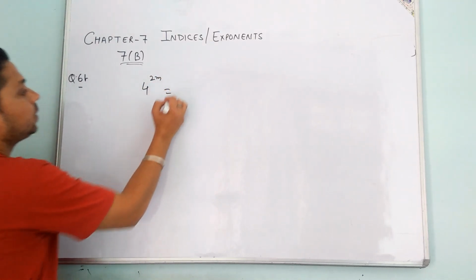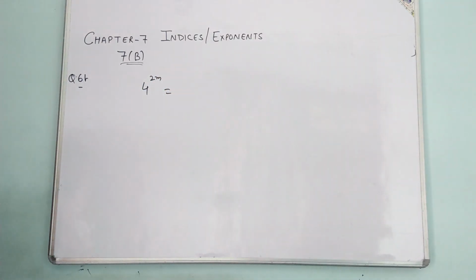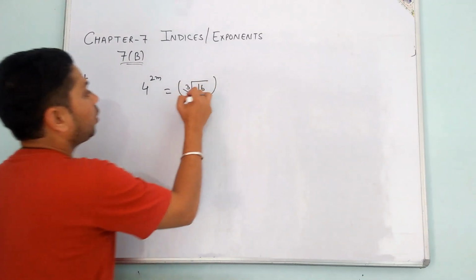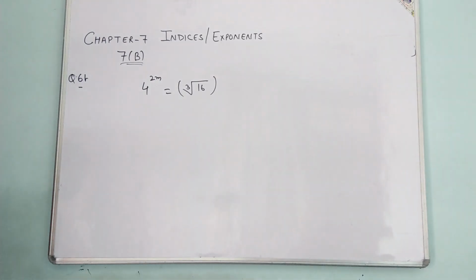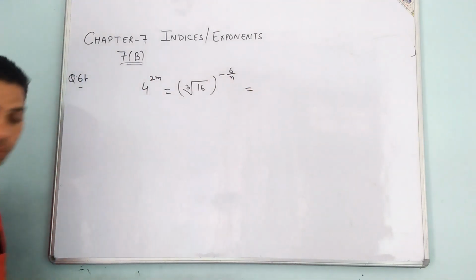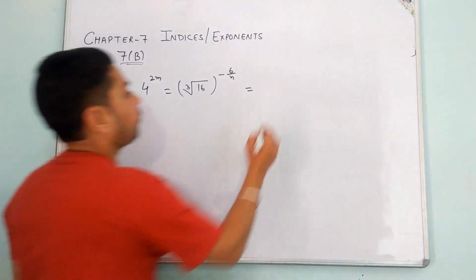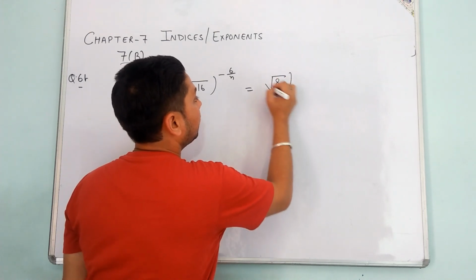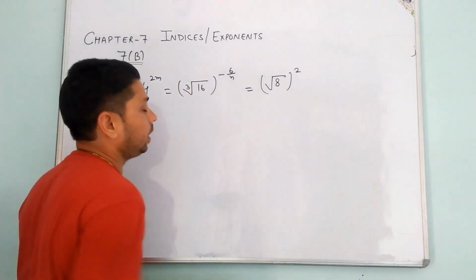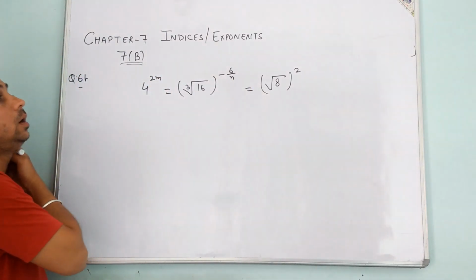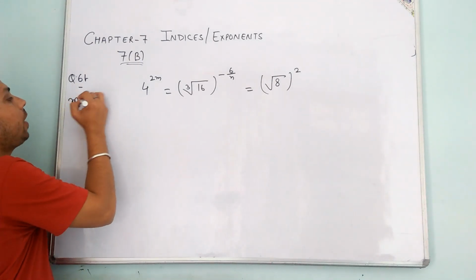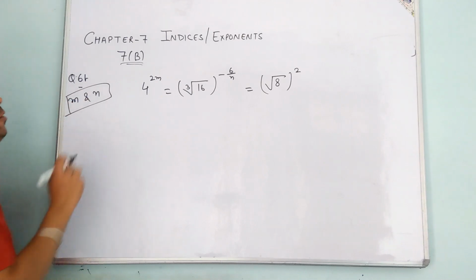Now question number 6: 4 raised to power 2m is equal to cube root of 16 raised to power minus 6 over n, which is equal to square root of 8 whole square. Now 3 terms are given and the 3 terms are equal to each other. Now we have to find the value of m and n. These 2 terms we have to find out.